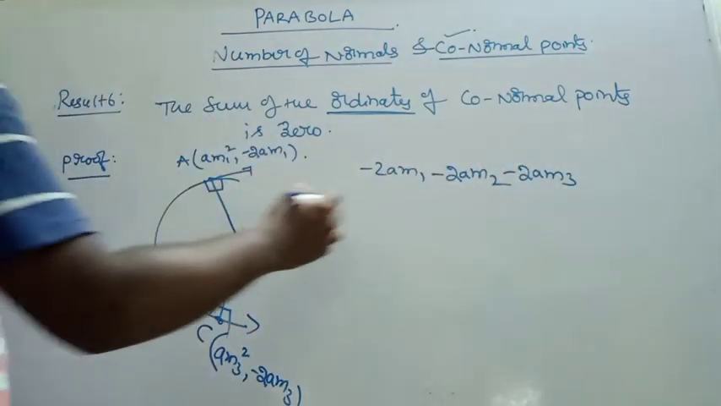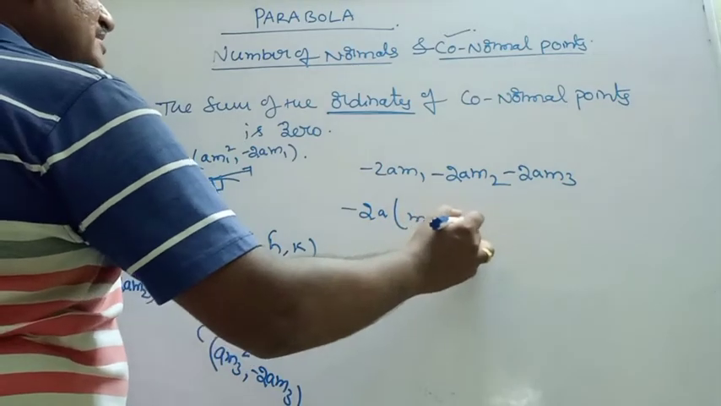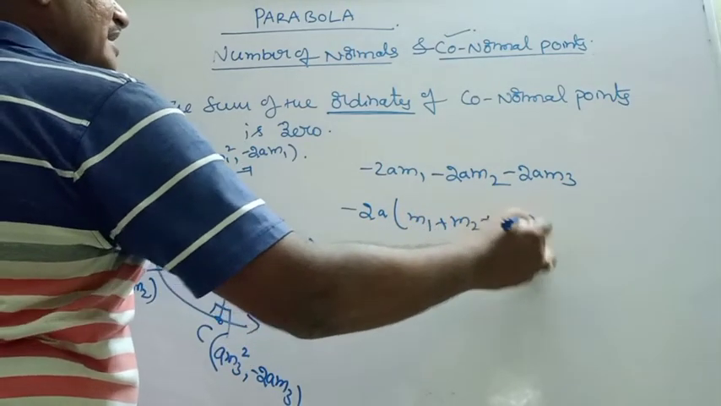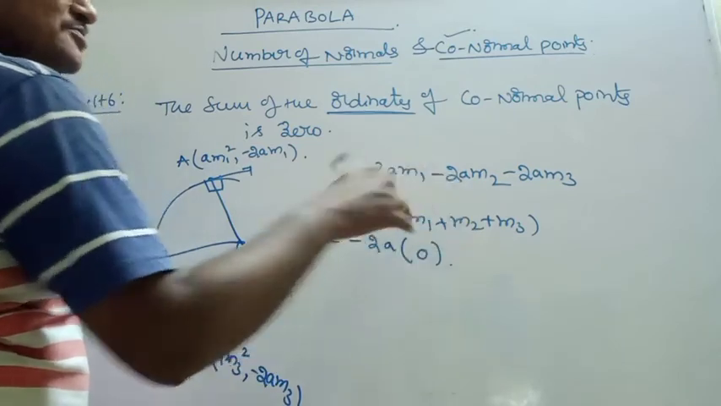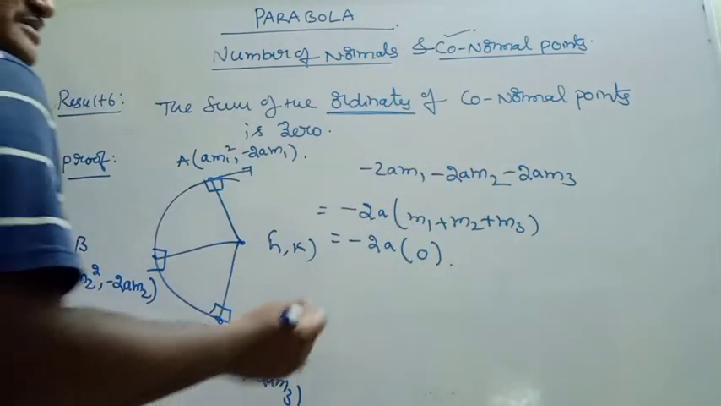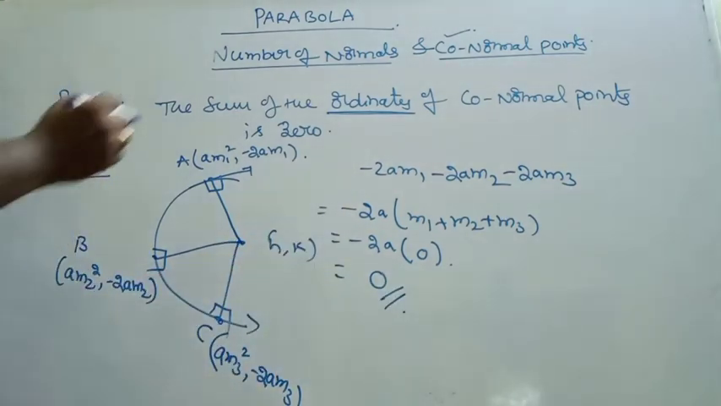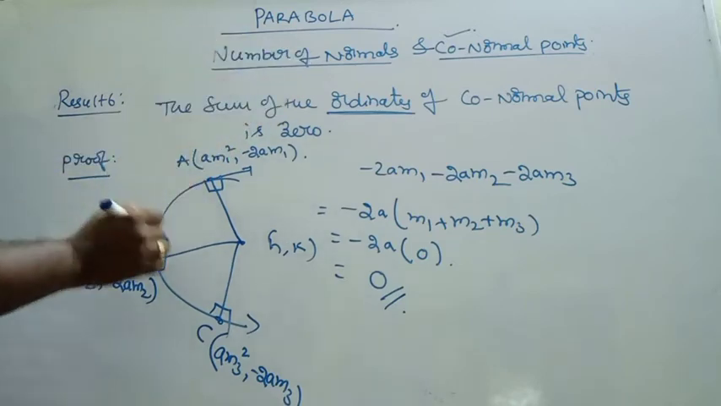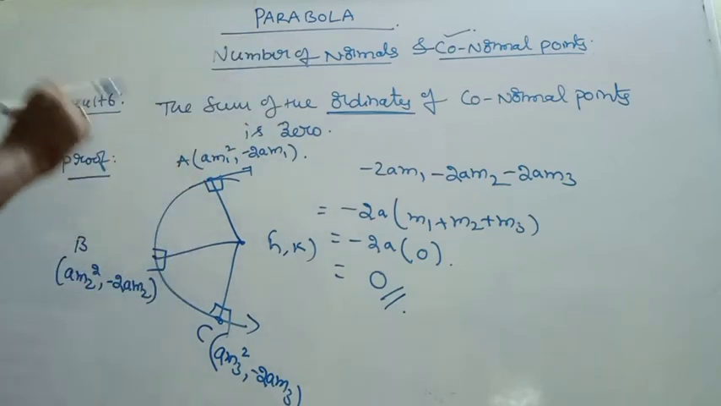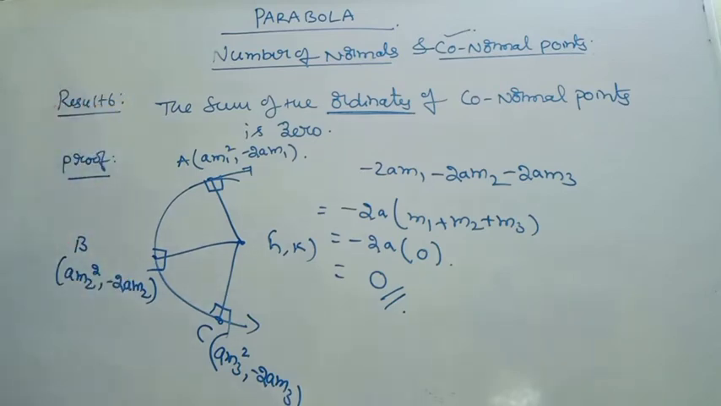That is very obvious, my dear student. If you take minus 2a common, you have m1 plus m2 plus m3. This is minus 2a into 0, because we already know m1 plus m2 plus m3 is 0, so it equals 0. Therefore, we have got the result: the sum of the ordinates of the conormal points is 0. See how beautifully we have got this result.